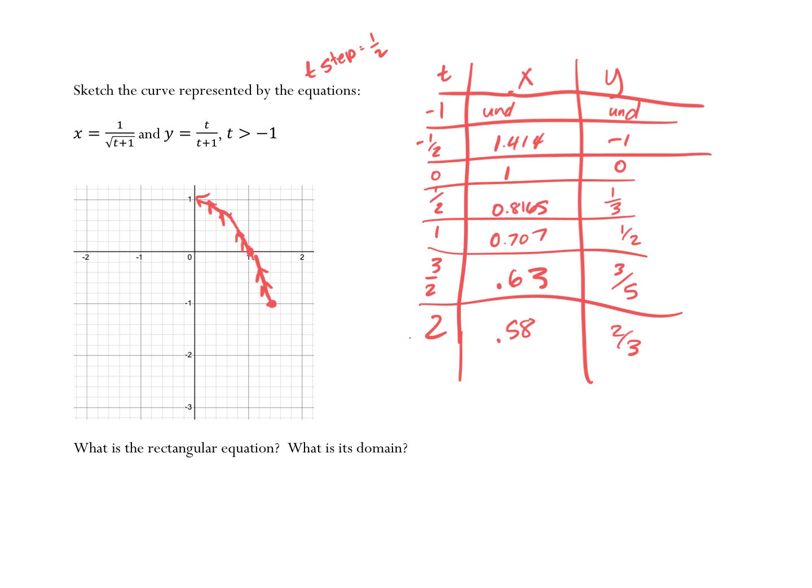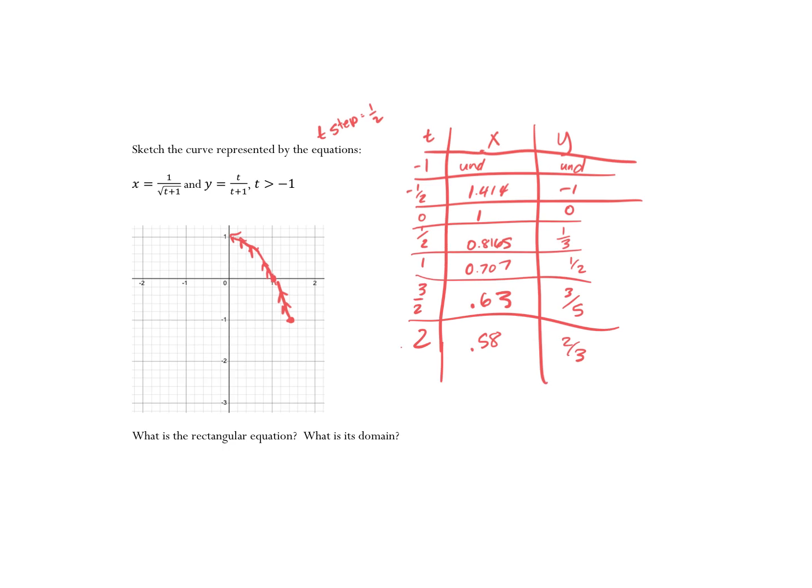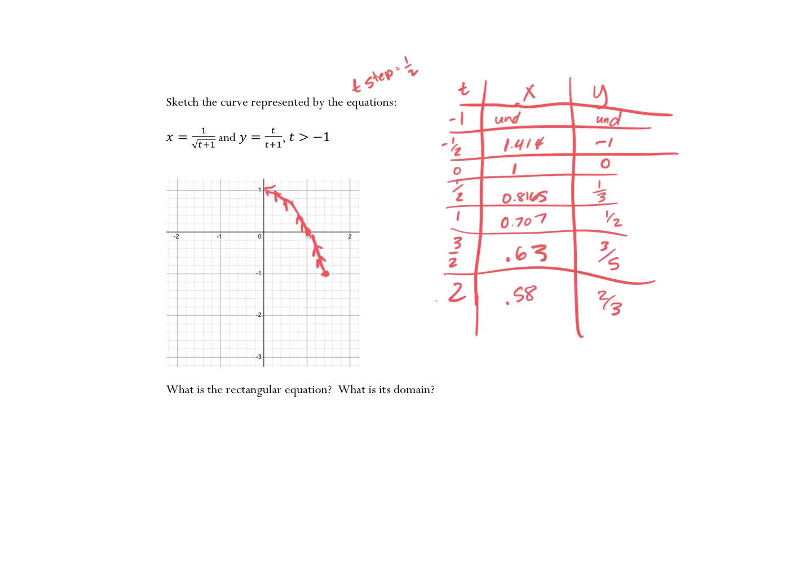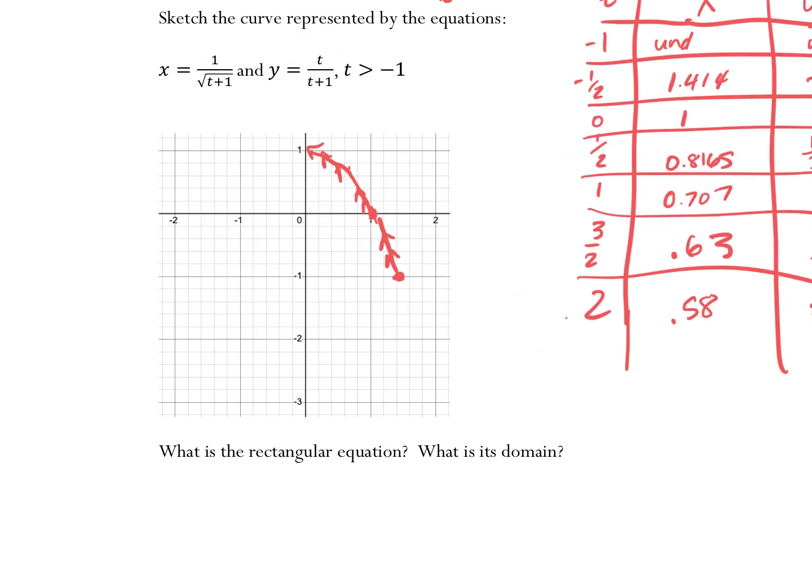How we feeling? All right. Okay, so that's one thing I might ask you to do, graph the function. The other thing I might ask you to do is find its rectangular equation. And to find the rectangular equation, what we have to do is solve one of these two equations for t. We can either solve x or y, it doesn't matter. Which one do you guys want to do? Which one do you think would be easier?